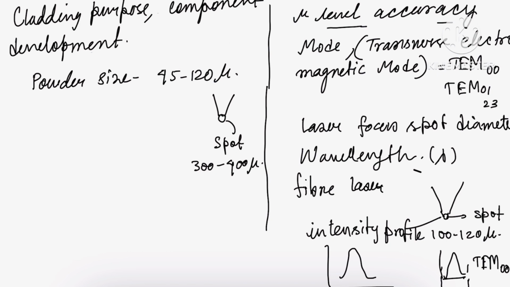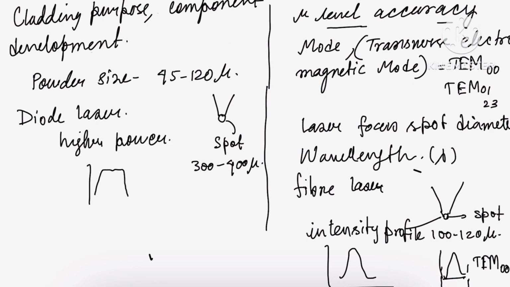Also, in DED, along with fiber laser, diode lasers are also used, depending upon which material you are printing, because the material should have a larger absorptivity at that particular wavelength of the laser. So this is why diode laser is also used. For diode laser, if you go for higher power, you'll get a top hat type of intensity profile, which looks like this. This is the focus spot. This will be the intensity profile.